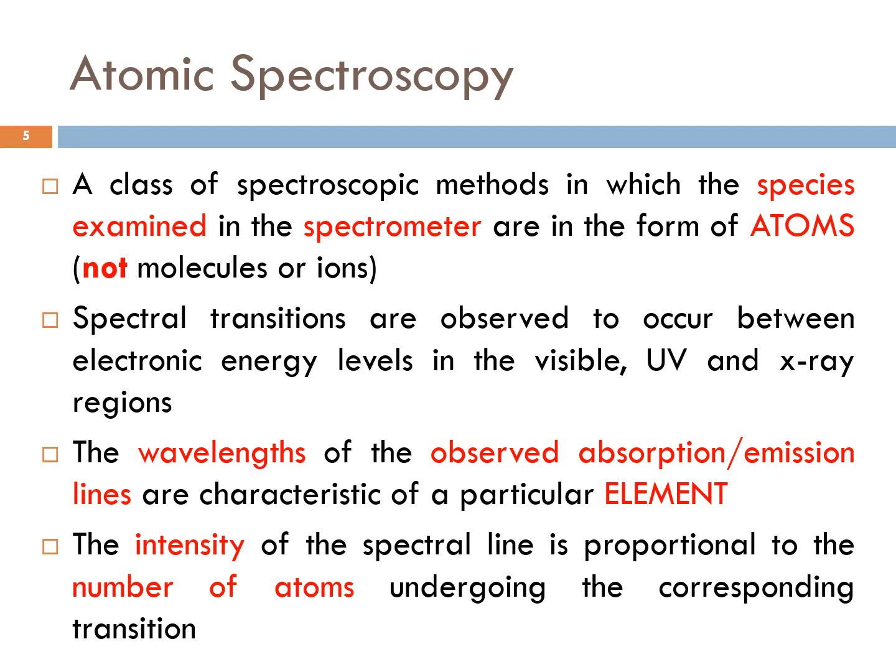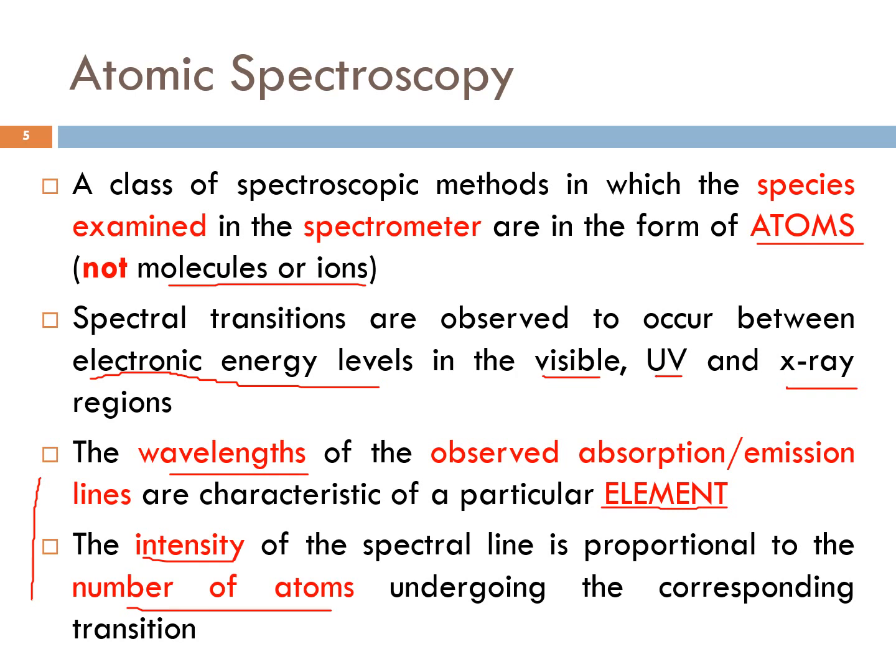In atomic spectroscopy, the species that are examined are in the form of atoms, not molecules, not in the form of ions. The spectral transition that occurs is between electronic energy levels, electronic transition in the visible, UV and X-ray region. The wavelength of the observed absorption or emission line is characteristic of a particular element, meaning different elements will absorb radiation at different wavelengths. The intensity of the spectral line is proportional to the number of atoms. That means the intensity of your line or peak in the absorption spectrum: if the peak is high, then there is a high number of atoms inside your sample.